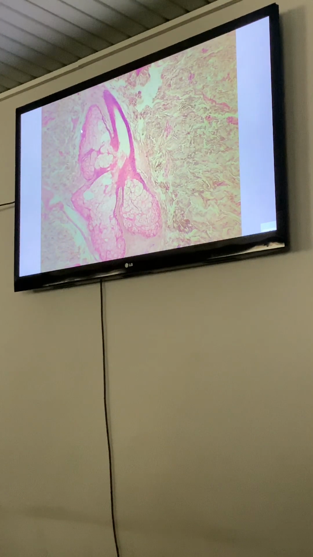Another slide, another section in the skin, we can see another gland called sebaceous gland. Sebaceous gland is a branched acinar gland. Sebaceous gland is associated with hair follicle. This is hair follicle and this is sebaceous gland.